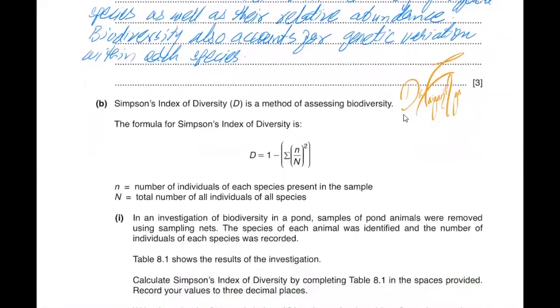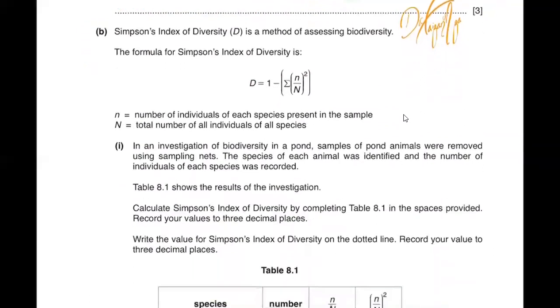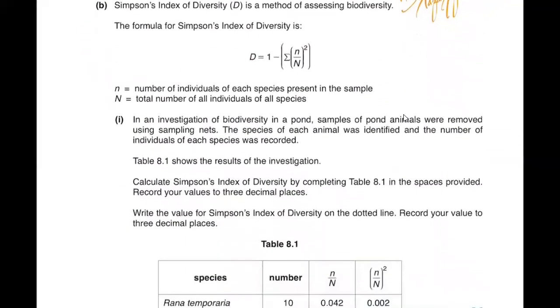Here they have given you the formula of the diversity index. Simpson's diversity index, the formula is D equals 1 minus the summation of n upon N, whole squared. And we know how to handle this formula. I've discussed this in detail in one of my videos as well, which can be found in the playlist of the biodiversity, classification and conservation topic.